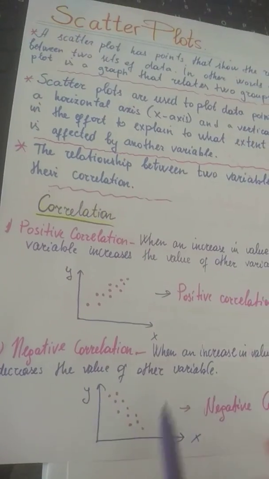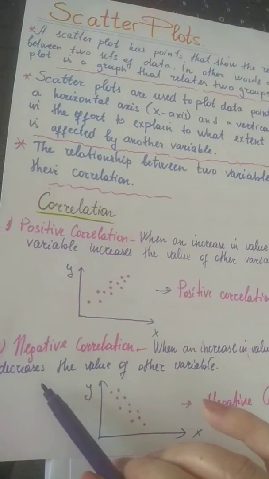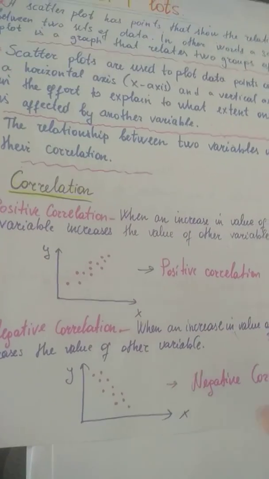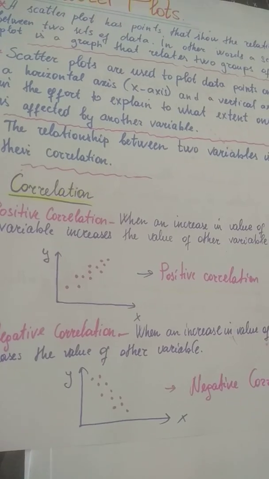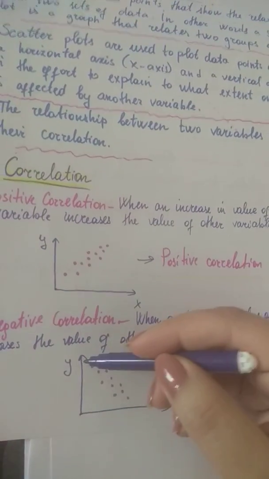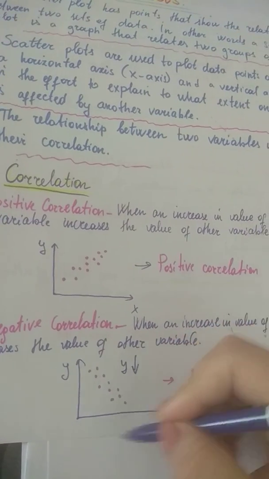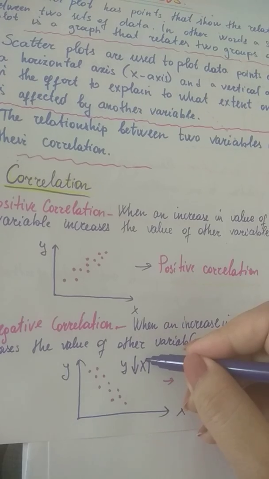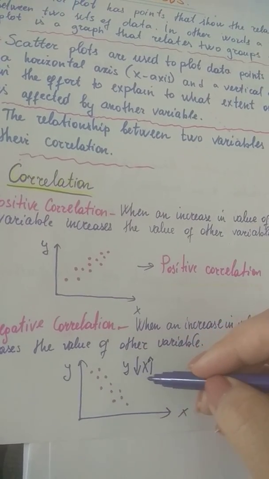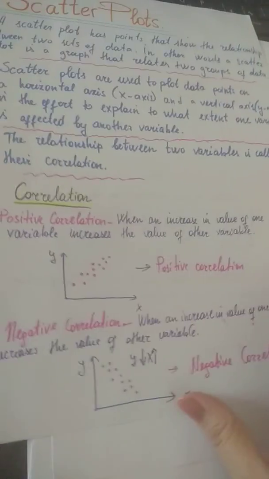Then about negative correlation: an increase in the value of one variable decreases the value of the other variable. So here, look at here, y decreases and x increases. Did you see? That's why one variable decreases and the other one increases. So this is negative correlation.